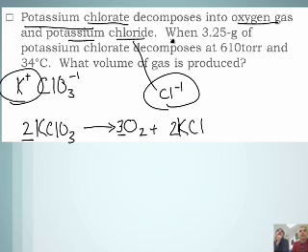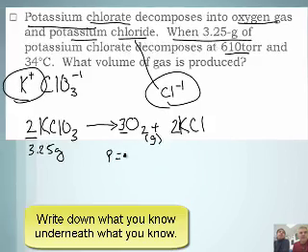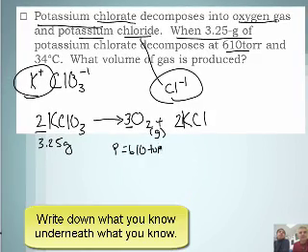Okay. So now what do we know? We have 3.25 grams of potassium chloride. Write down what you know underneath. It decomposes at 610 torr. Now, we're measuring the gas. The gas here is oxygen, and so this pressure is 610 torr. We have a temperature of 34 degrees Celsius.